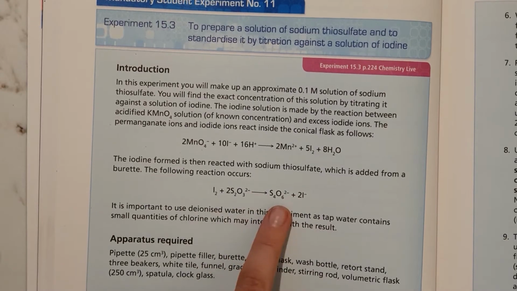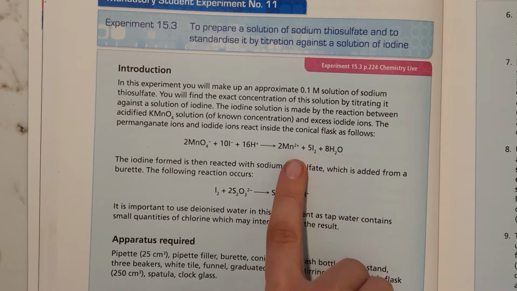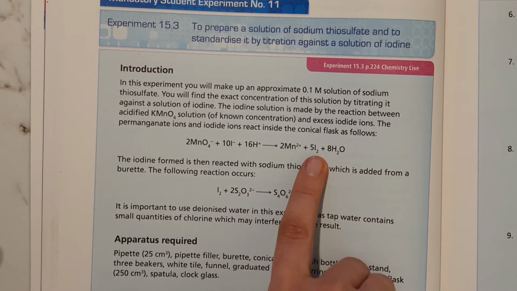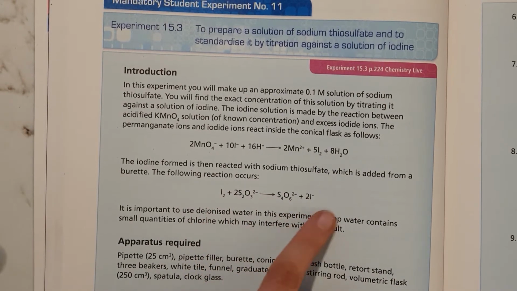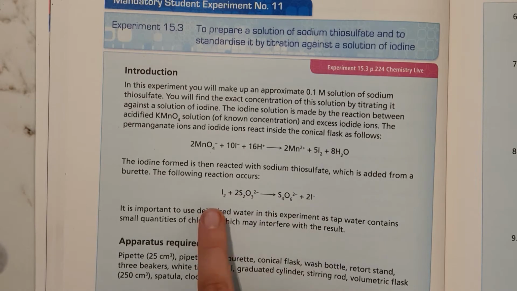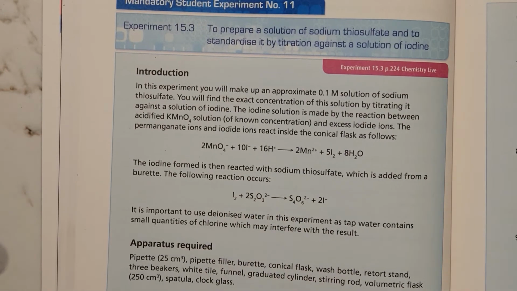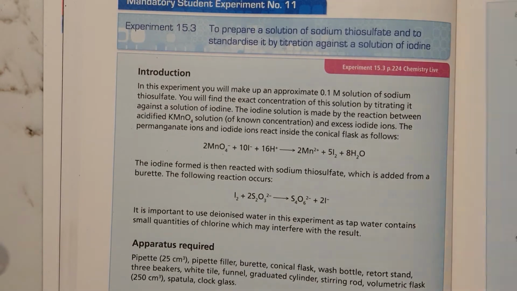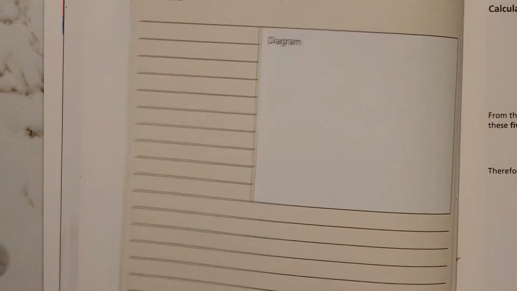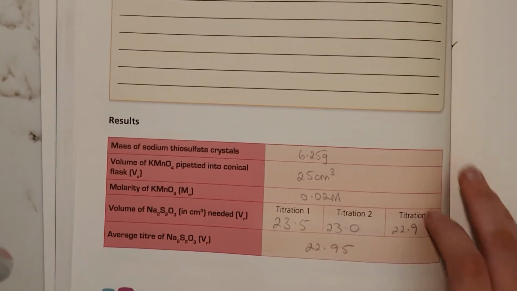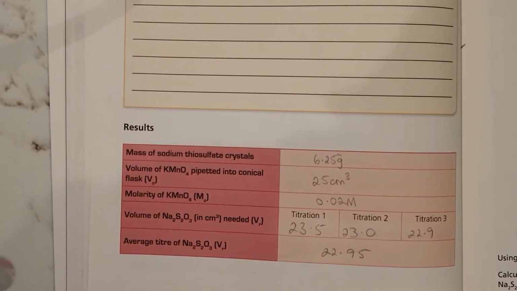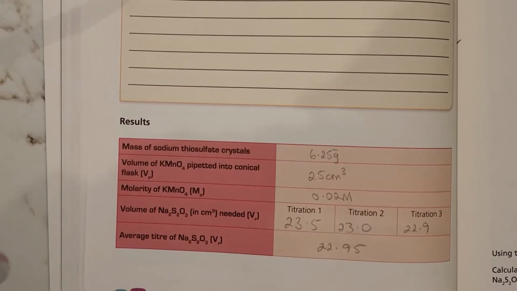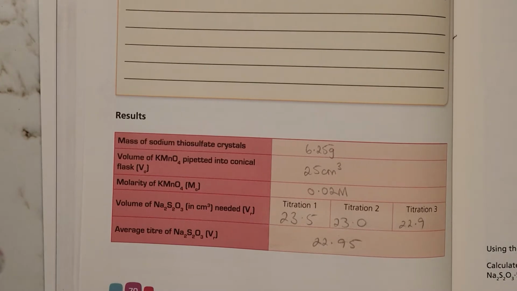So we need to know that ratio and how to take this 5 iodine up here in the conical flask down into this reaction, which is the actual titration reaction, iodine against the sodium thiosulfate. So if we flick and go to our first calculation section, the mass of the sodium thiosulfate measured was 6.25 grams in the lab.